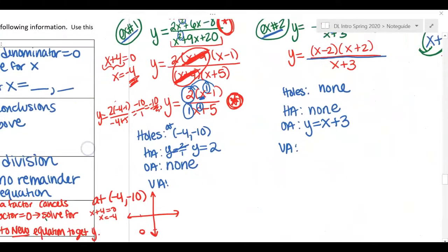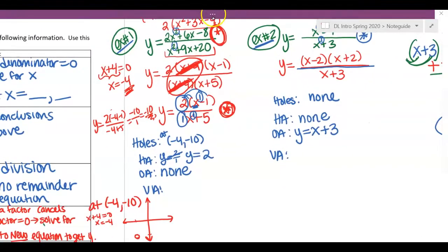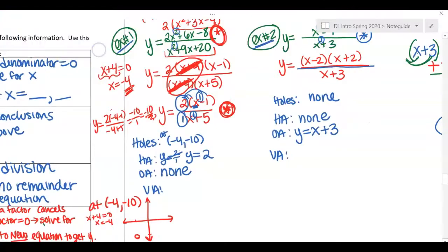So let's look at that for each of our examples over here. For our vertical asymptote in example 1, we've already dealt with the hole, so we don't want to look at this beginning version. This already canceled out. We want to look at this new version here. The denominator of this function is just x plus 5. If I set x plus 5 equal to 0 and solve for x, I get that x is equal to negative 5.